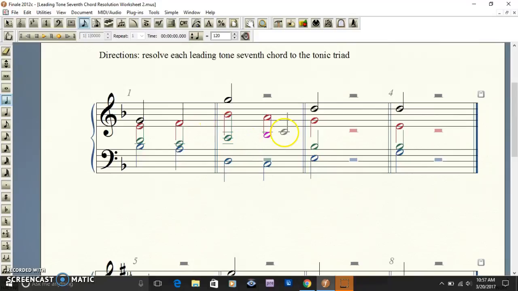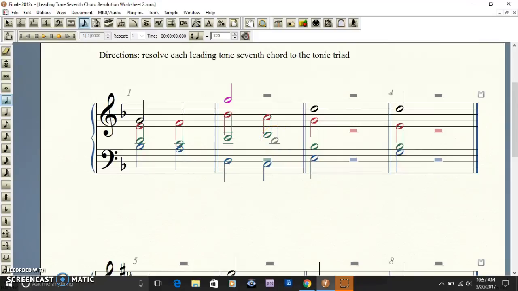Okay, not sure why the ledger lines aren't showing up. This would be an F here. Okay, now I'm going to resolve the last note based on the inversion of the tonic triad and the need to avoid parallel fifths. So here we go.